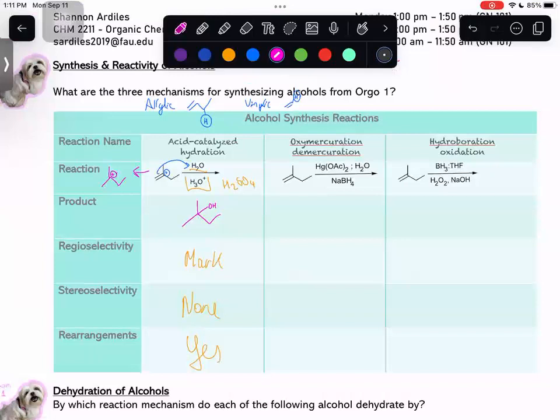Questions on that one? We're good? We remember the reaction now a little bit more? It's getting there. It's getting there.